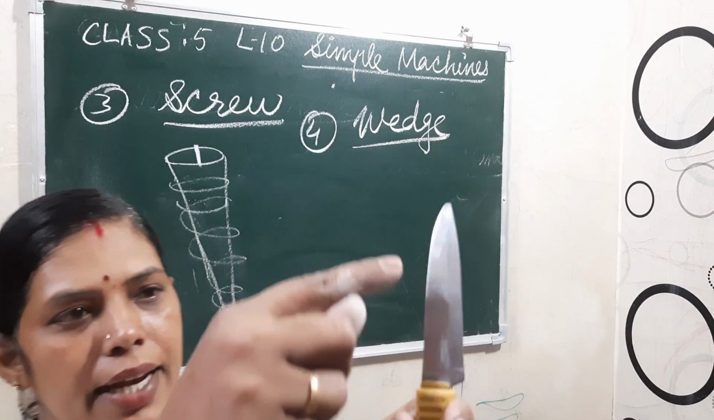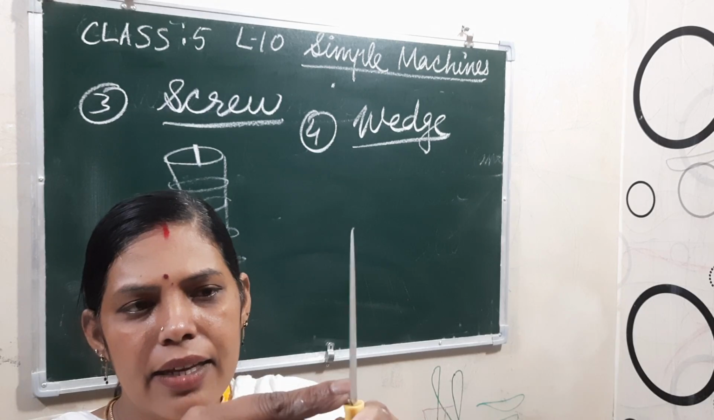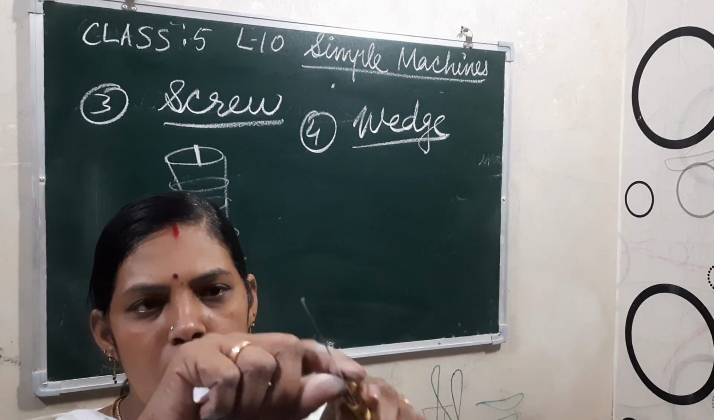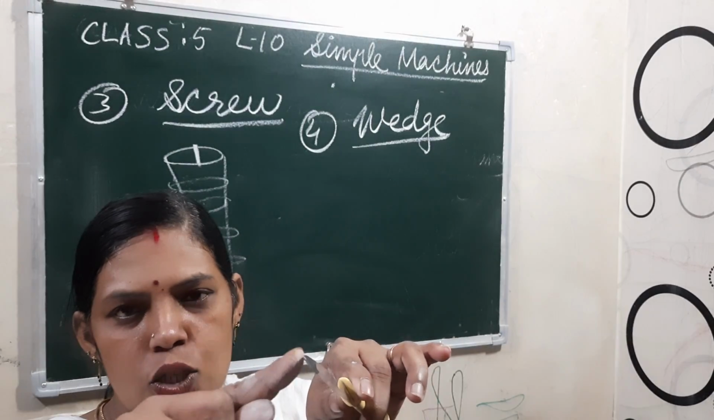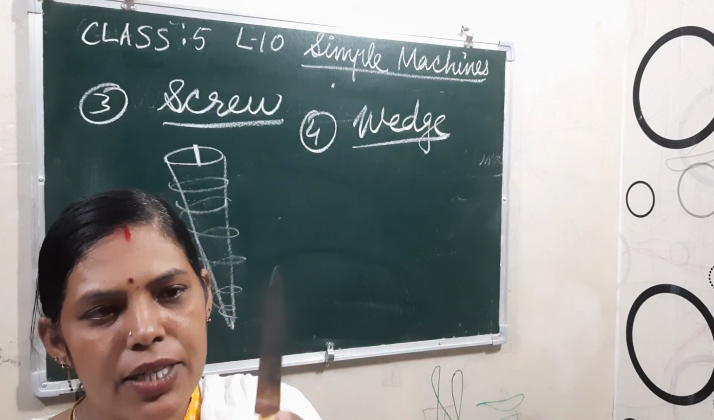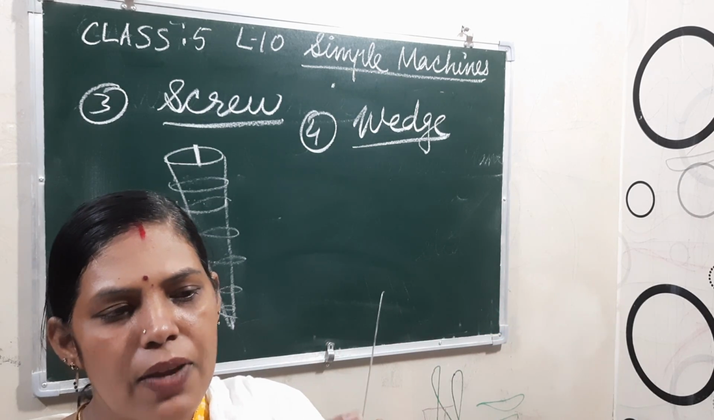See here, this side you can see one slope, and this side also one slope. So both sides are slopes joining where this side is. So this is the tip, right? And it is the edge portion, right? It is all actually sharp.